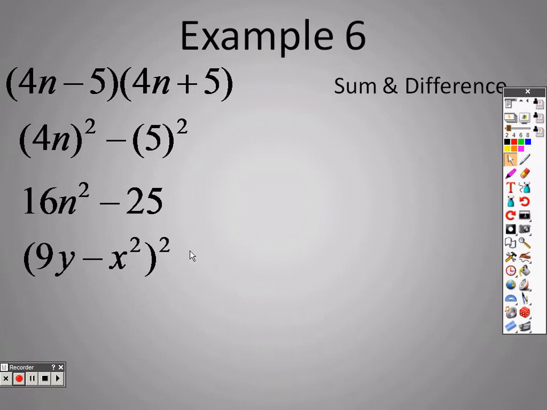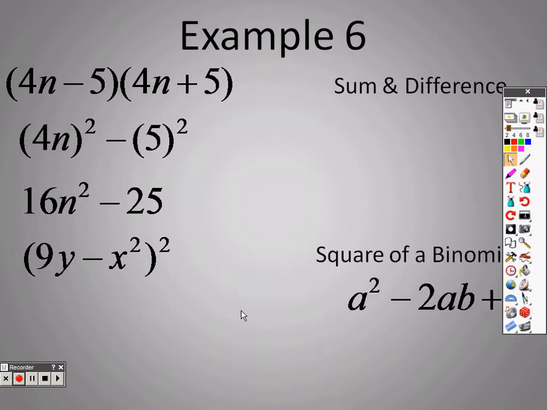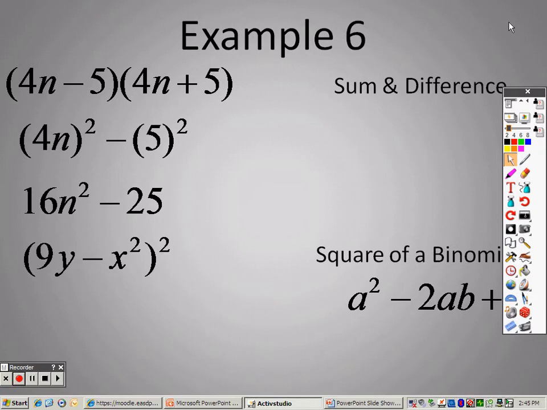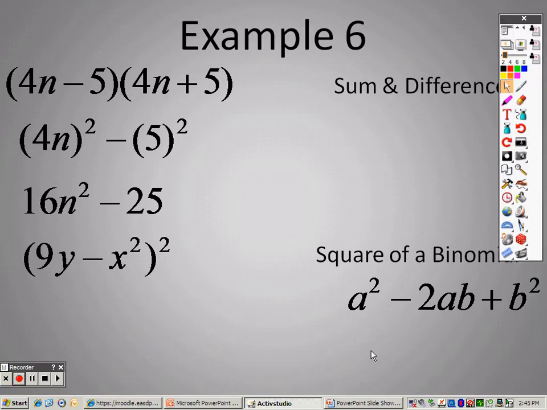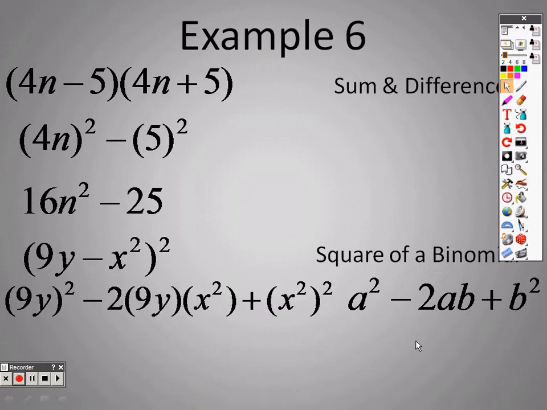With this item, this is the equivalent of the square of a binomial. So according to that formula, which is just move this up here, this is the formula that we had. My a in this problem is 9y, so I put a 9y there and a 9y there. My b in this problem is an x squared, so I put an x squared there and there. So I have 9y squared, I put the 9y in for a, and the x squared in for b.